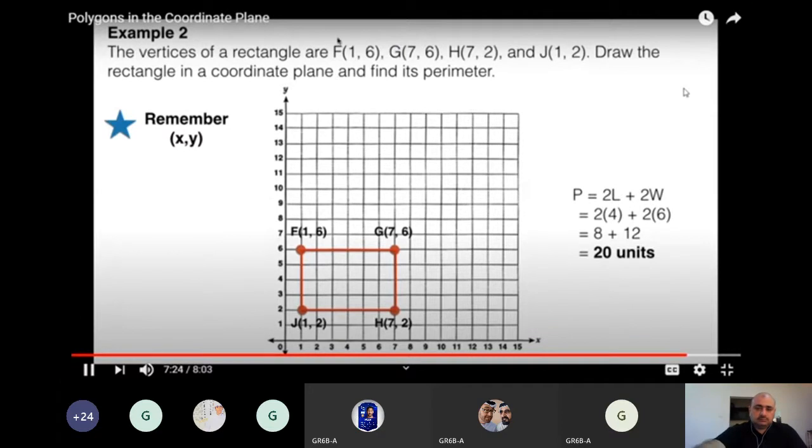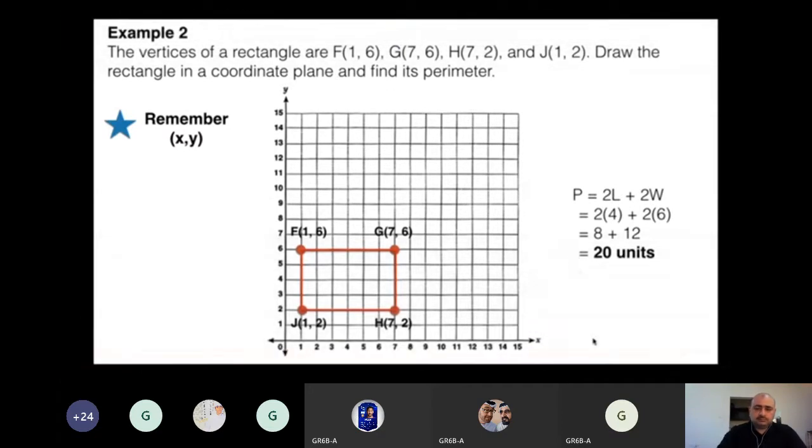And there's no centimeters or meters. These are just units. And it's not units squared because it's perimeter. It's just a distance. So 20 units is your answer.